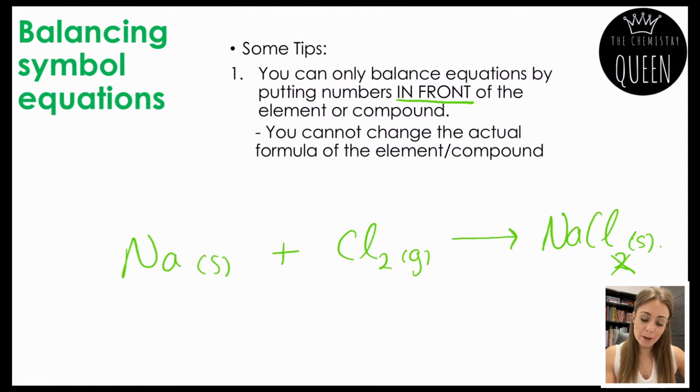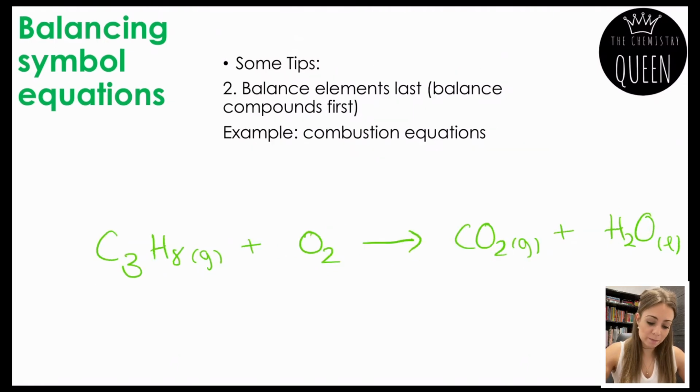So the only way that we can balance it is by putting numbers in front of the element or the compound. Now we can see on the left we've got Cl2, so that means we've got 2 chlorines. So we do need to make sure we have 2 chlorines on the right of the equation. The only way we can do that is by putting a 2 in front of the whole compound. So now we've got 2 NaCl. Now the sodiums aren't balanced, so we now need to balance the sodiums because I've got 2 on the right, so I need to have 2 on the left. So I put a 2 in front of the Na. That equation is now balanced. So that's my tip number 1.